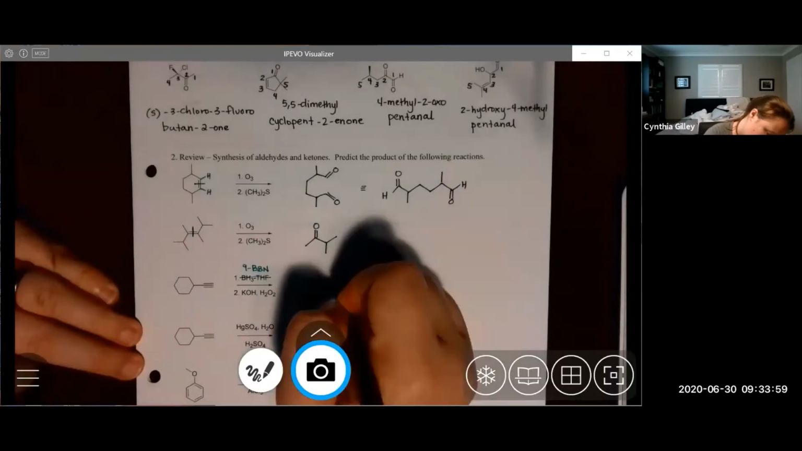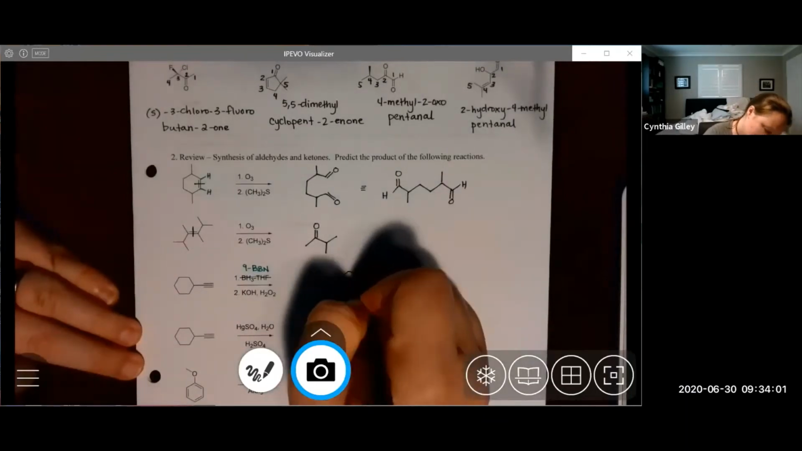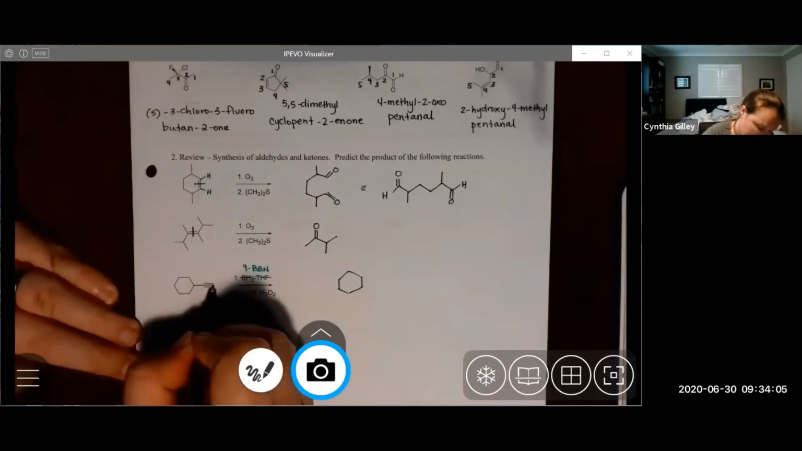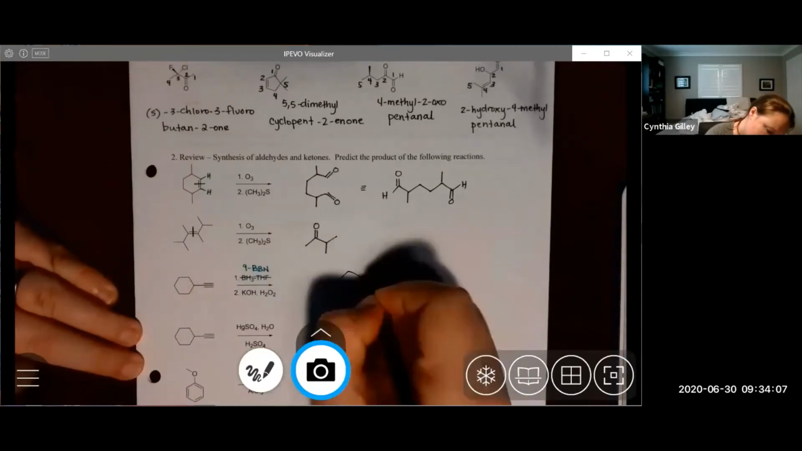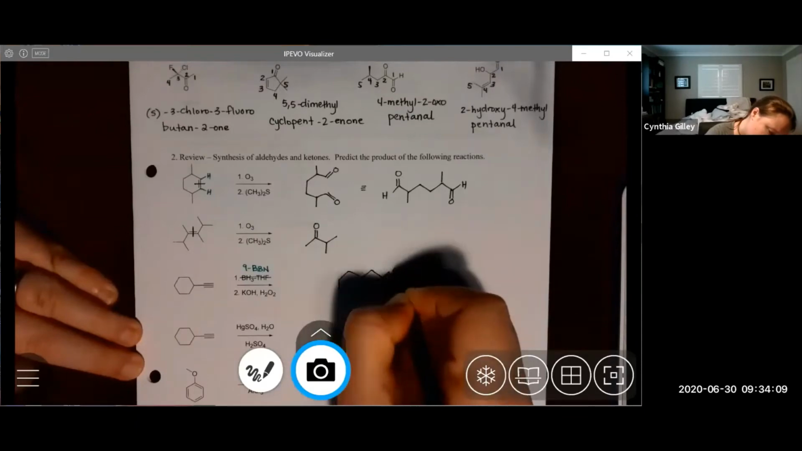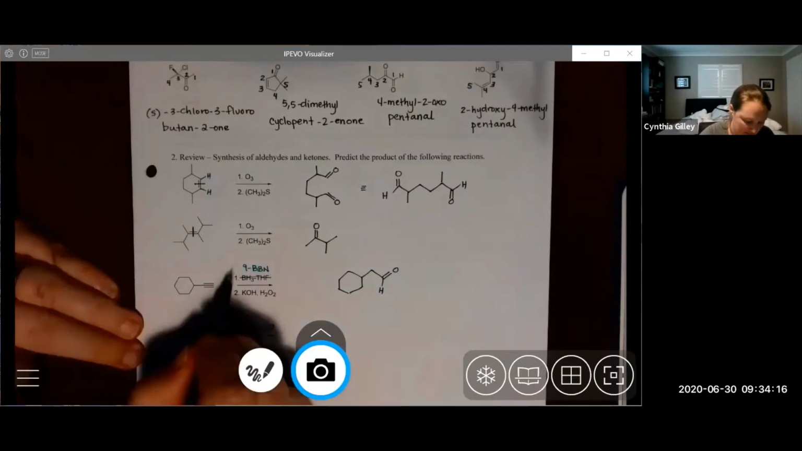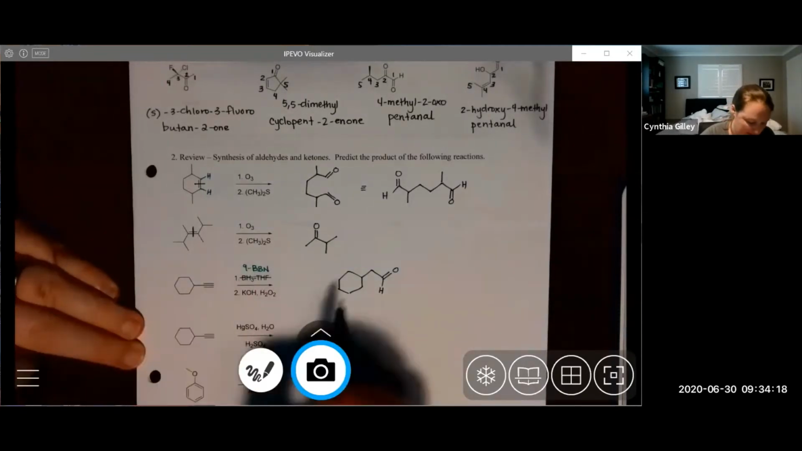So we would have a cyclohexane ring, 2 carbons, where this carbon is going to be an aldehyde. But remember, we're not adding or deleting carbons in this reaction. Make sure however many carbons this has, the product should have the same.